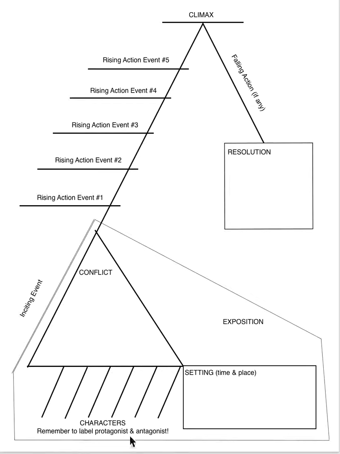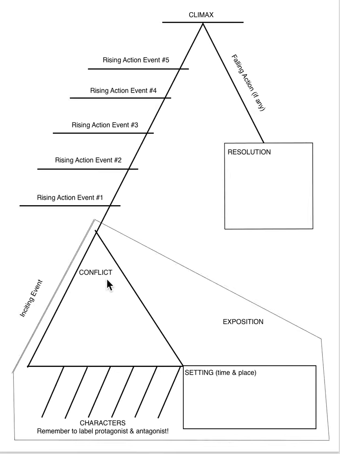Once all of these things have been exposed, and it's very often within the first paragraph or two in a short story, we have some sort of inciting event. To incite something is to cause it to happen. So the inciting event is really where the conflict is launched, where the main problem is launched. And it gets the story rolling. It causes there to be a story. There is no story if there is no conflict.